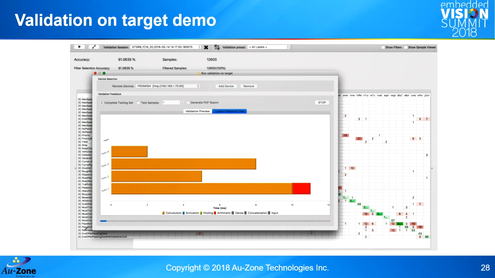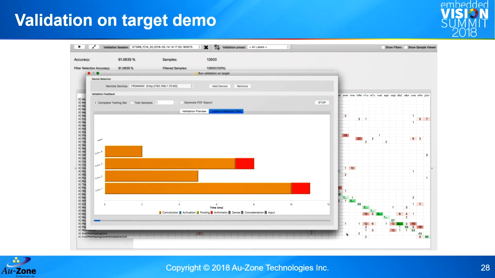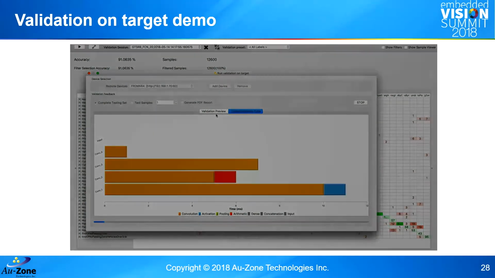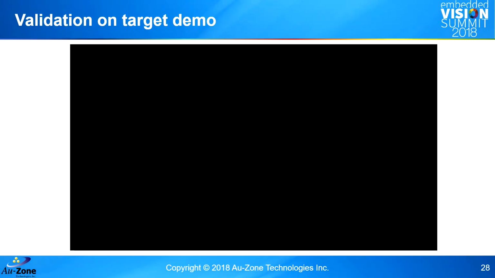This is a view where the profile from the inference running on the target device is shown, and we're profiling different layers of the network that's been implemented using our tool. So you can go in here and look at which layers in the network are consuming the resources, the total resources on your implementation.